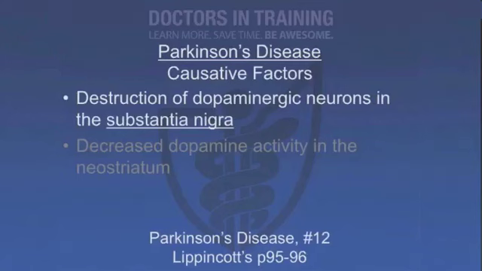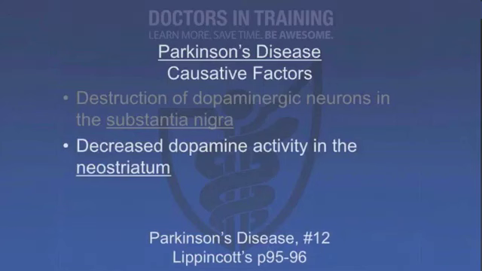The exact cause of Parkinson's disease is unknown for most patients, but the common factor is loss of dopaminergic neurons, destruction of dopaminergic neurons in the substantia nigra. The substantia nigra sends these dopaminergic projections to the area of the brain called the neostriatum. This is called the nigrostriatal tract, as we'll see in a moment, and you have decreased dopamine activity in the striatum. You can see loss of dopamine activity on a PET scan because there's a reduced uptake of dopamine precursors in the substantia nigra.